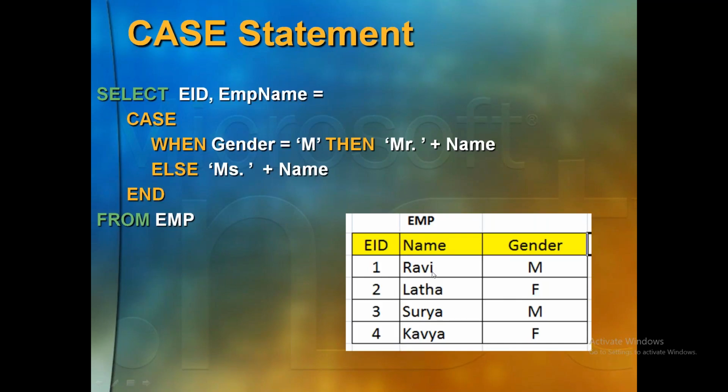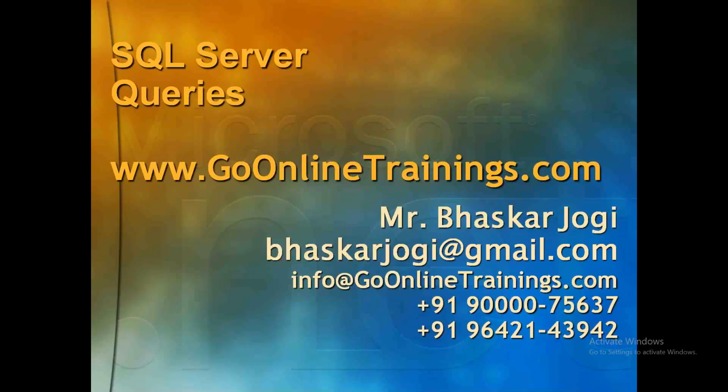Execution is always row by row, row by row, row by row. It will take one row, and if the gender equals male, then it will take Ravi and add Mr. to Ravi. And it will go to the next row. It is a female. Female means it will go to the else block, and Lata will get added with Miss. Clear? Ms. So this is how you can use case statements in all your SQL queries. Am I clear?